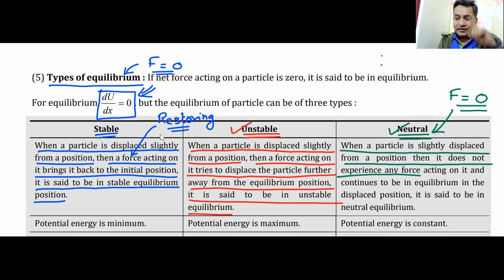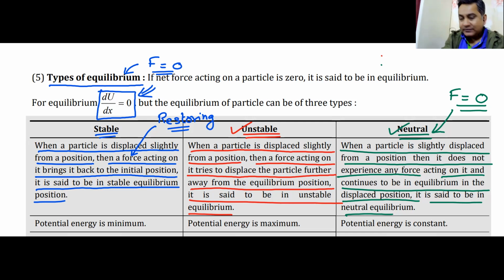In stable equilibrium, the blue one, as soon as I displace it, force will try to bring it back. In unstable equilibrium, the red equilibrium, the force will act and will push it away further. But in neutral equilibrium, there is no force at all. There is no force acting on it, and it continues to be in the equilibrium position, in the displaced position. So if you displace it, it will just remain there. It will stay in equilibrium there. This type of equilibrium is known as neutral equilibrium.